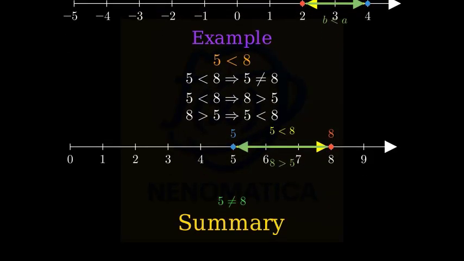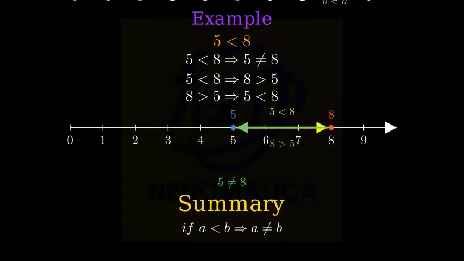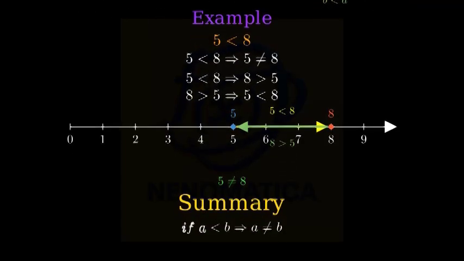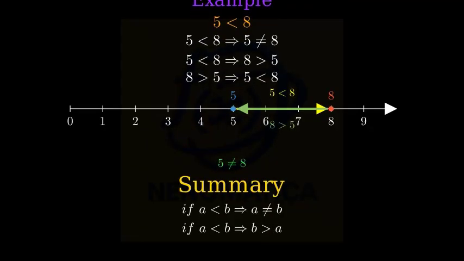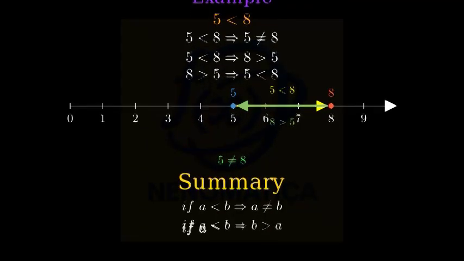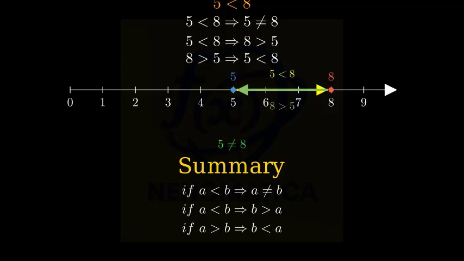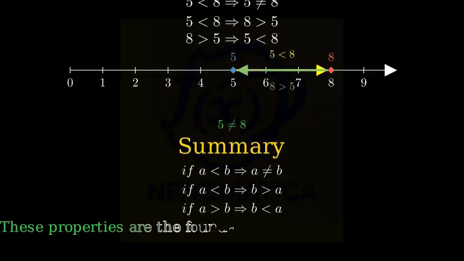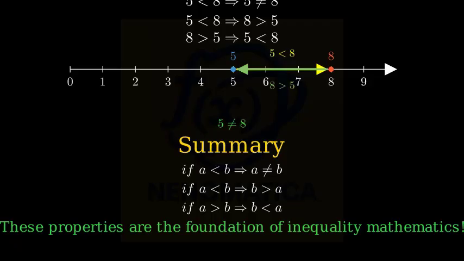Let's summarize what we've learned about the first property of inequalities. First, if a is less than b, then a is not equal to b. Second, if a is less than b, then b is greater than a. Third, if a is greater than b, then b is less than a. These properties help us understand the relationship between numbers and are fundamental to working with inequalities in mathematics.